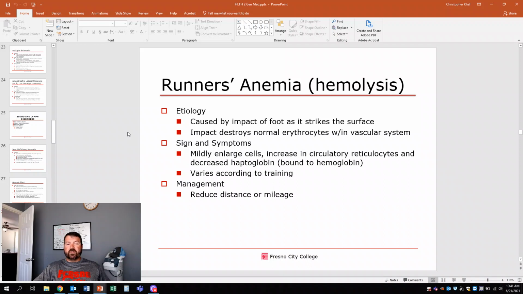Especially in runners. Management: reduce distance, mileage, improve your footwear. The red blood cells in your foot, as you stomp, it just damages them every time. Some of these runners can run 10, 15, 20 miles at a time. Just think of all those different heel strikes. That could be 10, 20,000 heel strikes a day, easy.